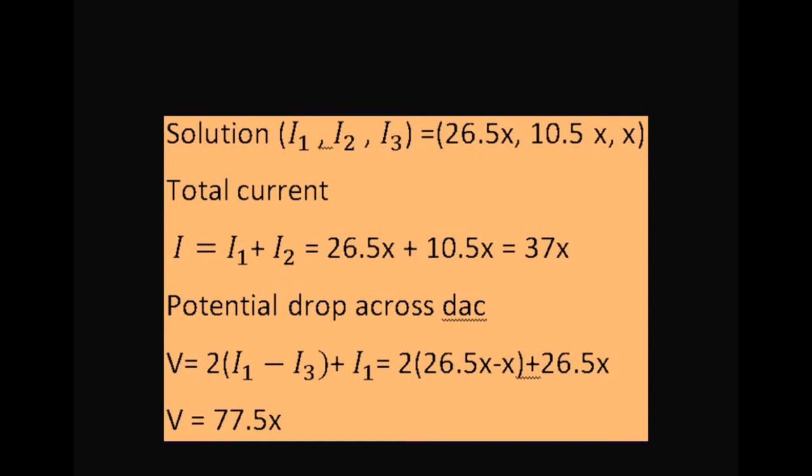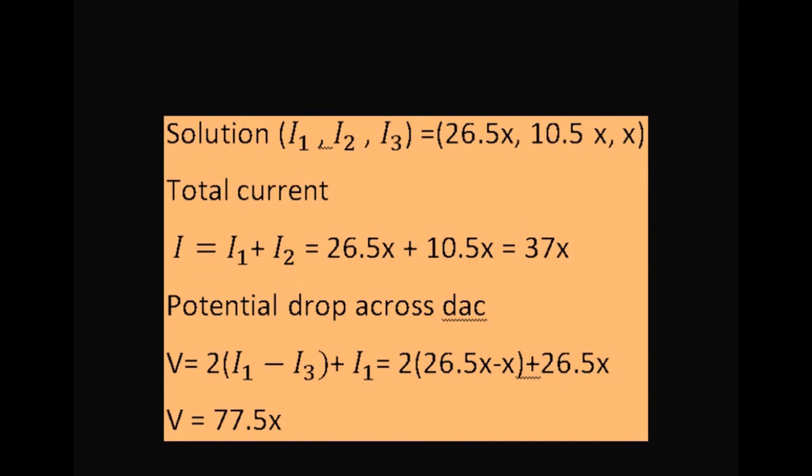So take a look here. Here we have the solution for I1, I2 and I3. I1 is equal to 26.5x, I2 is 10.5x, and I3 has been assigned x. The total current will be I is equal to I1 plus I2. If you add them together, you will get 37x. Now we need to work out the potential drop across DAC in terms of x.